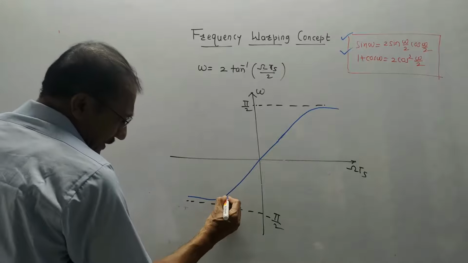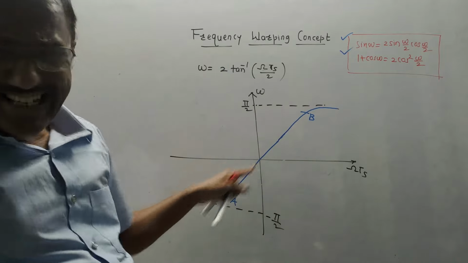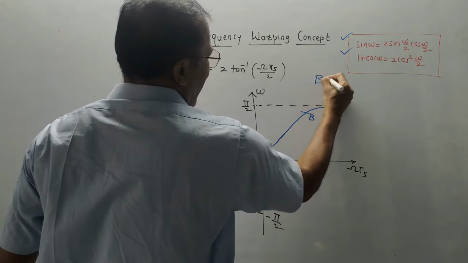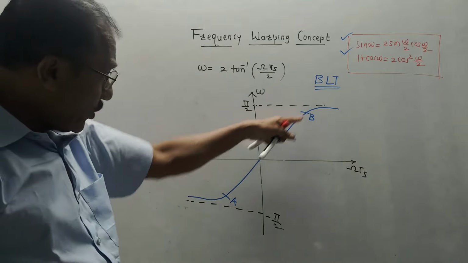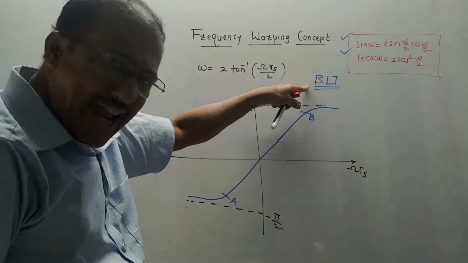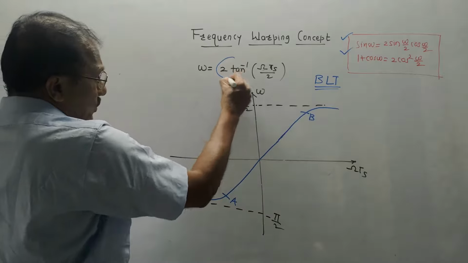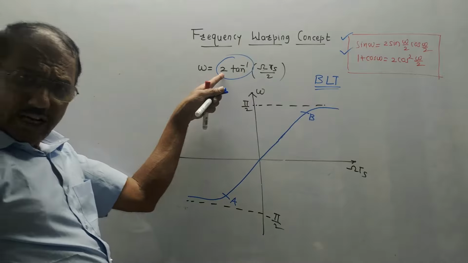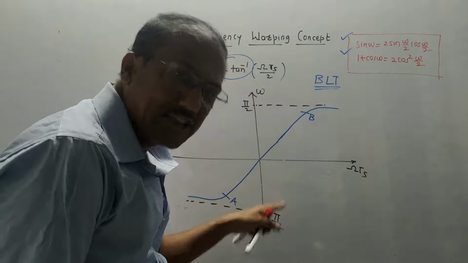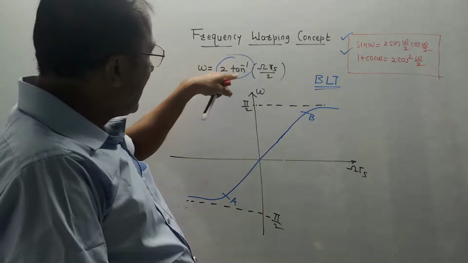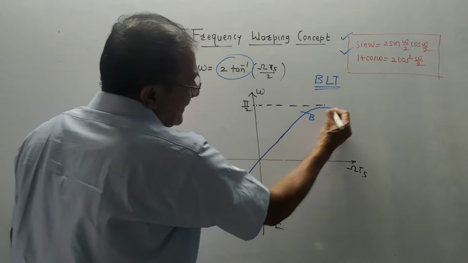Now if I mark some points, say this point is A, this point is B. From A to B the graph is linear, so the name is BLT, bilinear transformation. Ideally it should be linear. But the thing is that the equation contains the 2 tan inverse term. Due to this 2 tan inverse term, the graph cannot exceed beyond plus pi by 2 and minus pi by 2, because the max value of 2 tan inverse is pi by 2 and minus pi by 2 on both sides. So the graph is not increasing beyond this value.